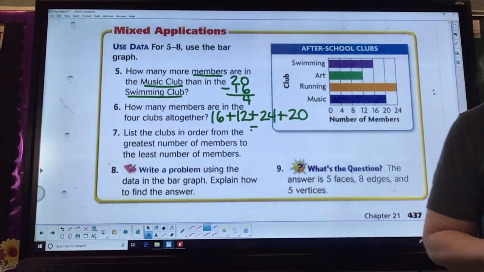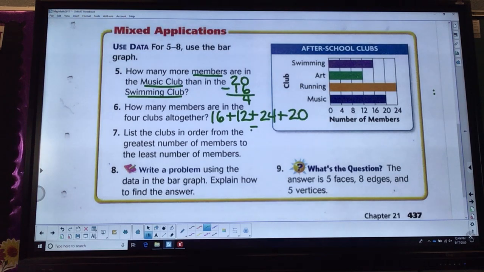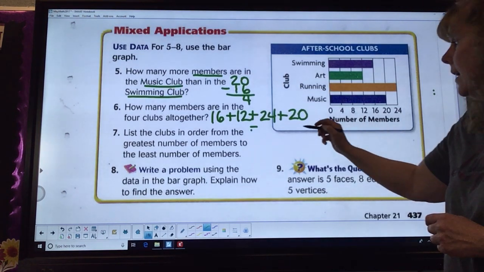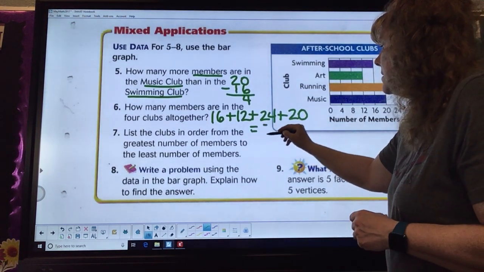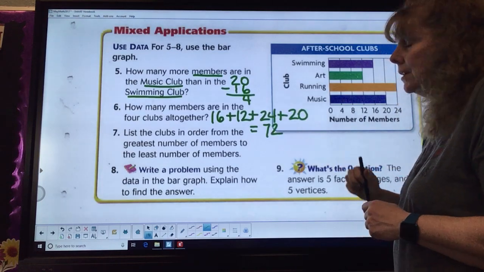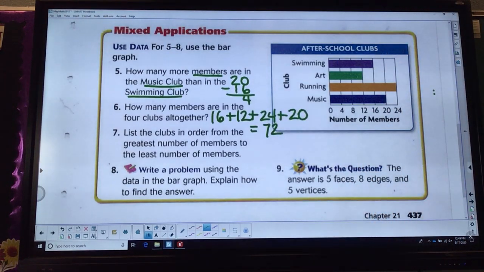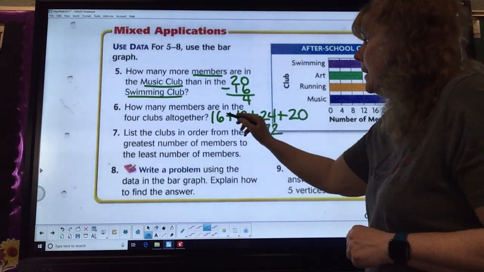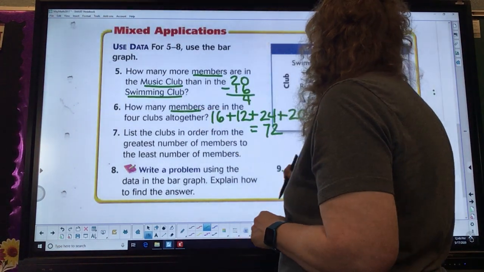And what do we get? If you said 72, you are correct. And what are we counting? Members.